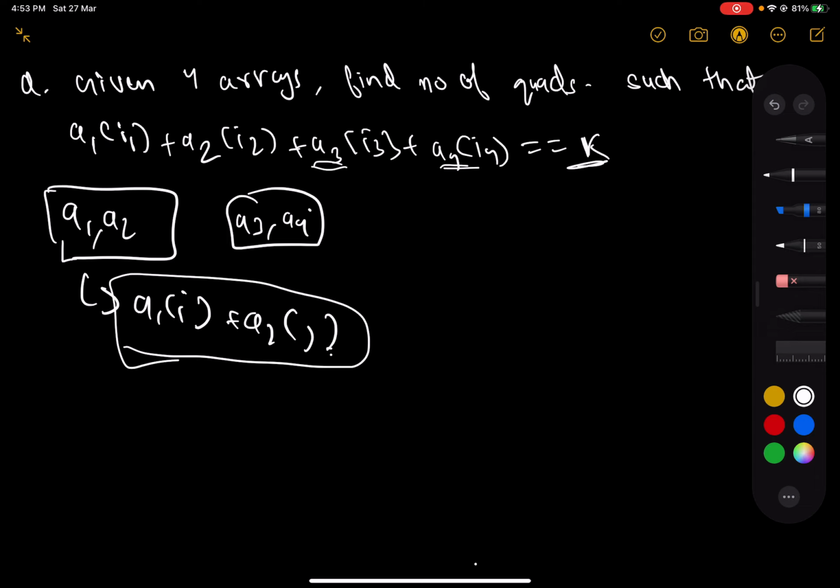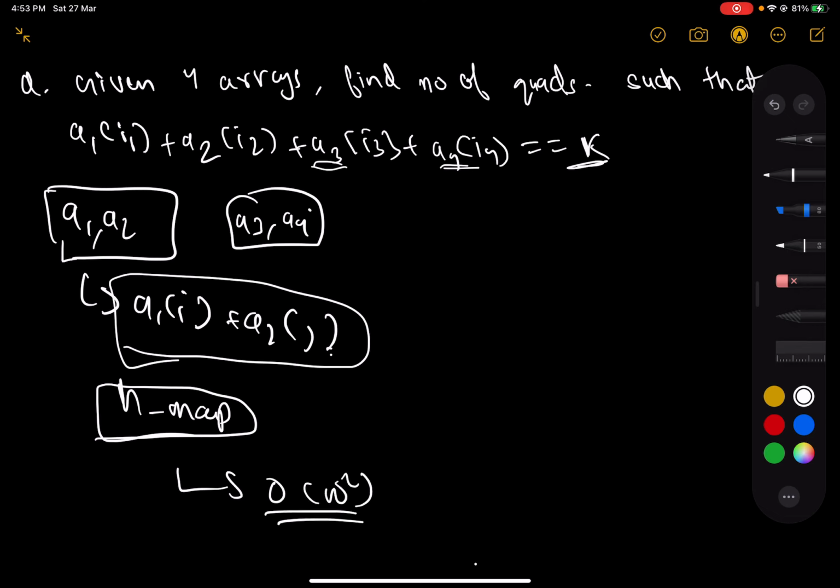You create a frequency hash map, and you insert this value into that, and let's say that hash map is this hmap. Now we have this hmap in O of n square time, right? Because the size of the two arrays a1 and a2 is n each, so the total number of distinct pairs will be n square, and the time complexity for insertion into a hash map is O of constant, so the total time complexity for insertion will be O of n square.